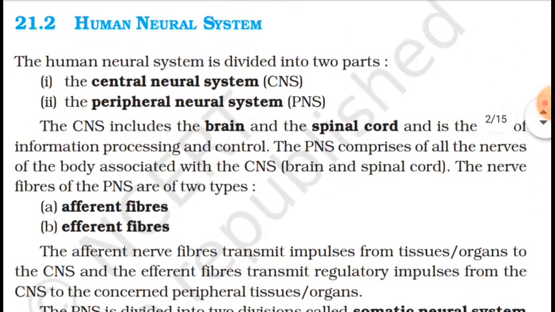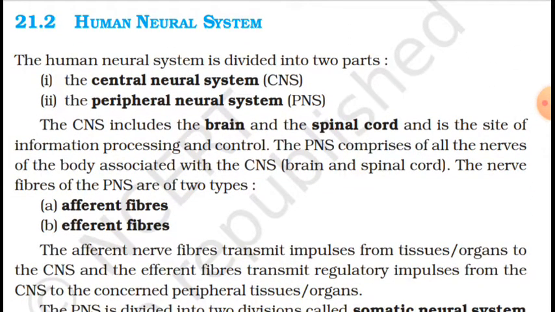Now, the human neural system. As we know, it is divided into two parts, CNS and PNS. CNS means central neural system and PNS means peripheral neural system. CNS is located in the central part of the body, and its two main organs, brain and spinal cord, are part of the CNS in human beings. They are the main site of information processing and control.